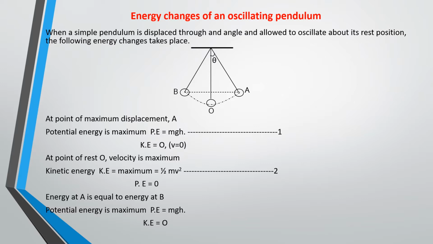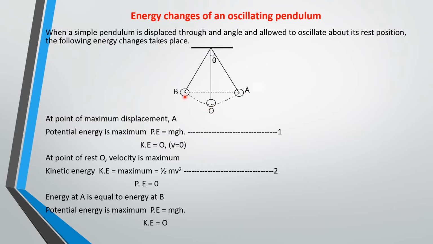angle. When it is displaced through a small angle, you know that if you displace a pendulum bulb through a small angle, there will be energy changes. So when a simple pendulum is displaced through an angle and allowed to oscillate about its rest position, the following energy changes take place. Now take notes. At points B and A, the energies are the same. At point O, the energy is different.